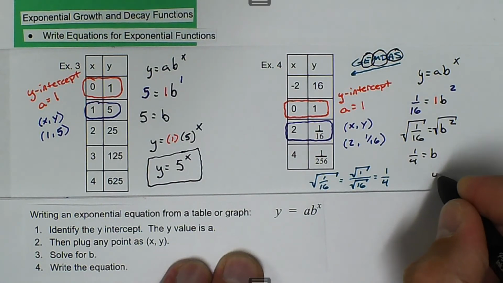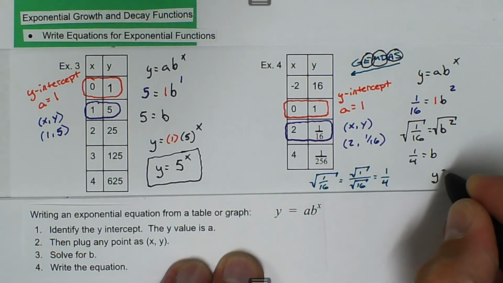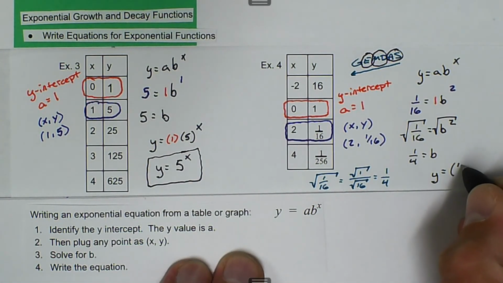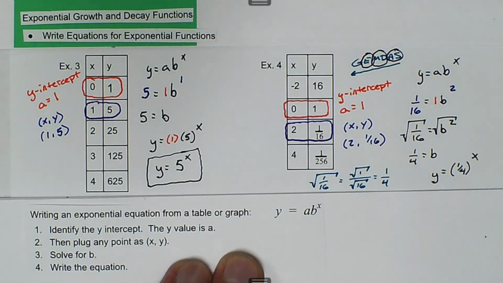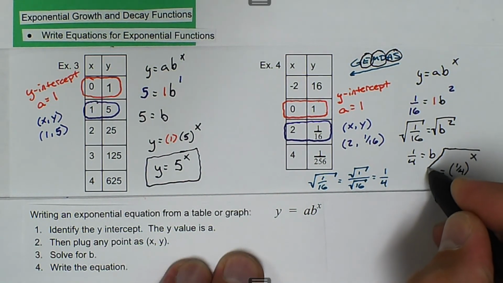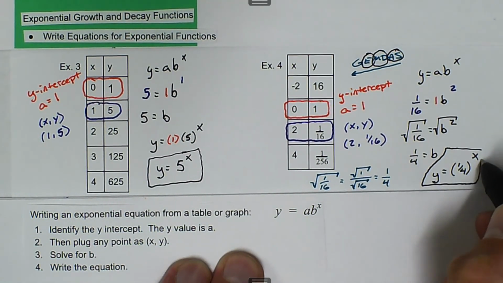And the y value is going to stay y. The a value is 1, so that's not even going to affect the equation, so we can just leave that one off. And then we calculated the b value as 1/4. And we got to put that in parentheses because when we raise it to the x power, we need to make sure that all parts of that are raised to the x power. And so that is our final solution for this one.